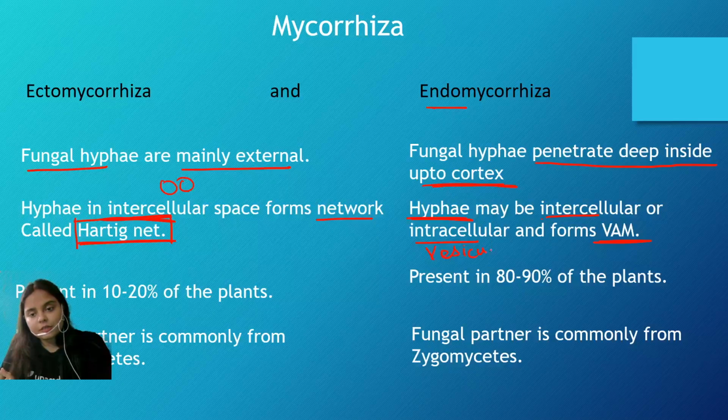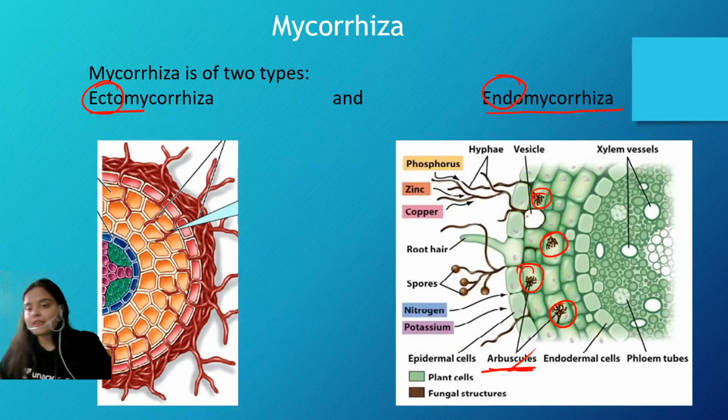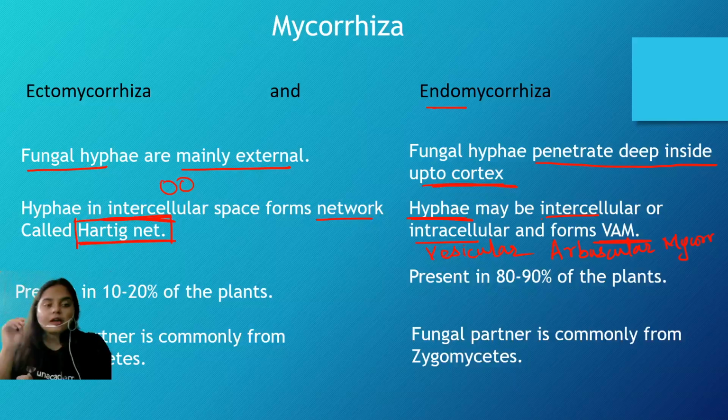It is vesicular arbuscular mycorrhiza. You can see various nodule like structures, see, these are the arbuscules. These are the arbuscules which are formed by the fungal hyphae by penetrating in the intracellular as well as intercellular regions.